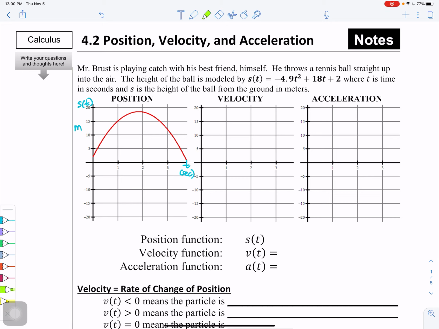If you can take a look, it says that he threw the tennis ball. So the tennis ball started at this height, about 2.5. And here's the height of the ball. And then at some point, it slows down and is still for just a moment. And then the height starts to go down until it hits the ground, until the height is 0. So that really makes sense about the position in terms of its height.